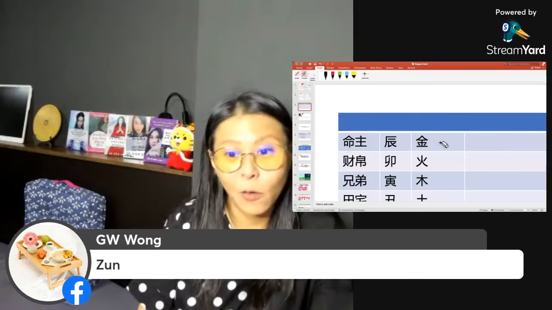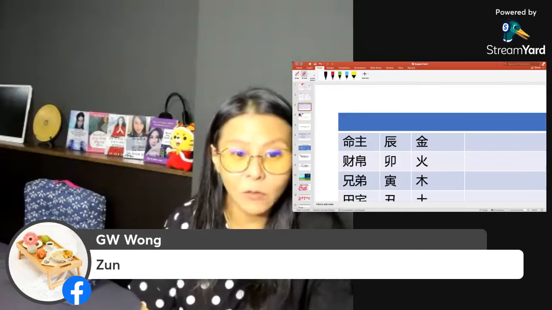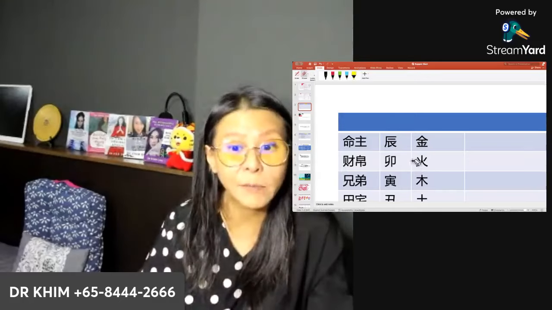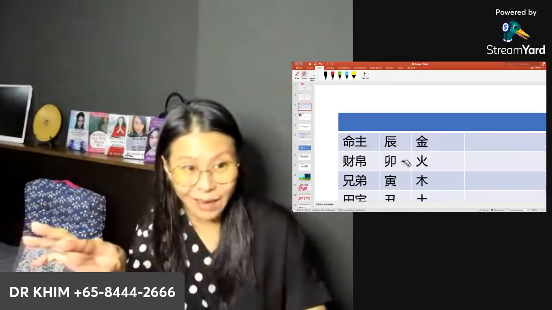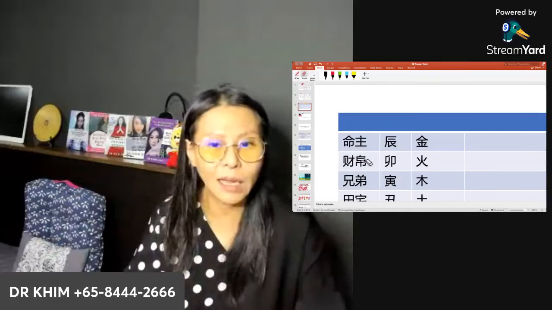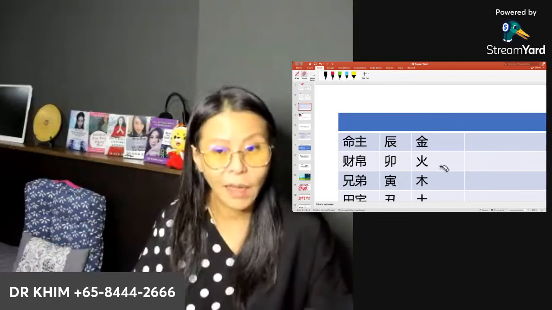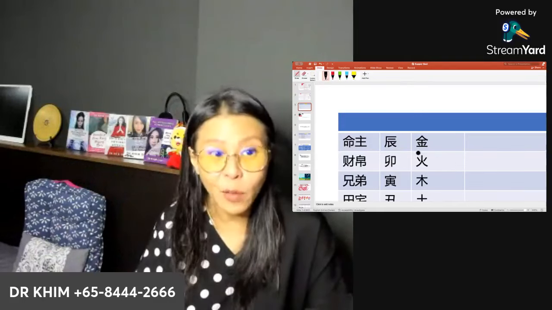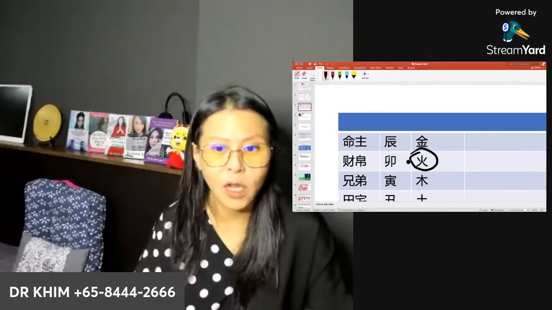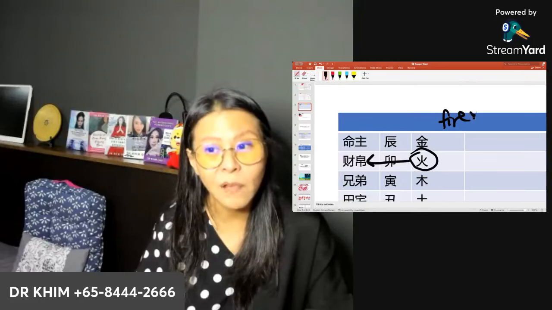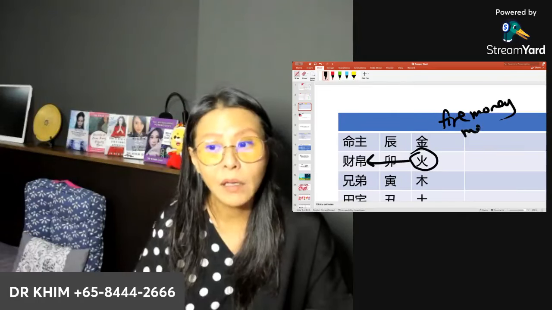Okay, now here there is a bit of a hint. Your money is related to fire, which means this fire element has an affinity with your money. You can use this fire to help you be successful. So what does the fire money method mean?